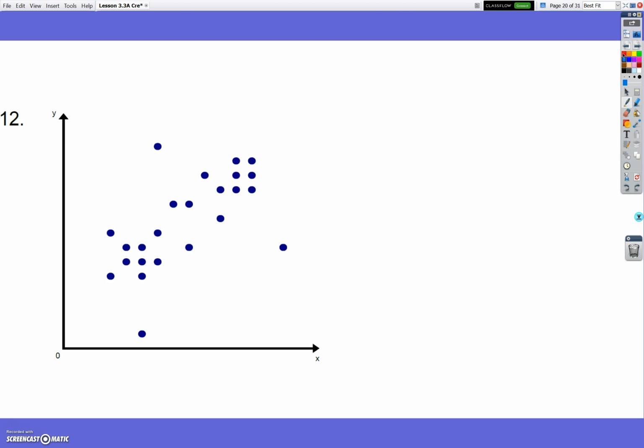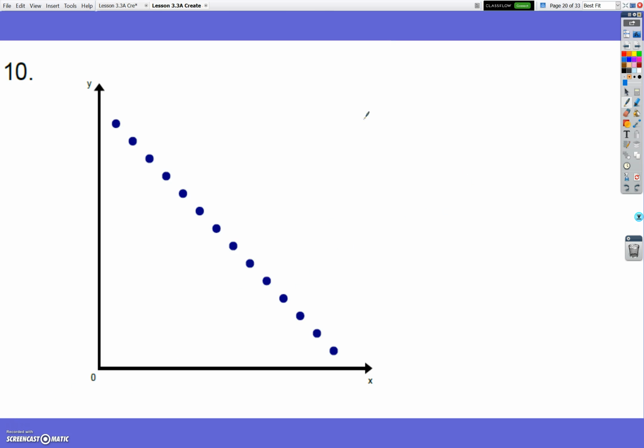So let's go ahead and look at this one. By looking at number 12, let's jump back to number 10, sorry. So looking at this one, you can tell that it is a very strong relationship. In fact, in this case scenario where you can connect all the dots in a straight line, this is called a perfect negative linear association.